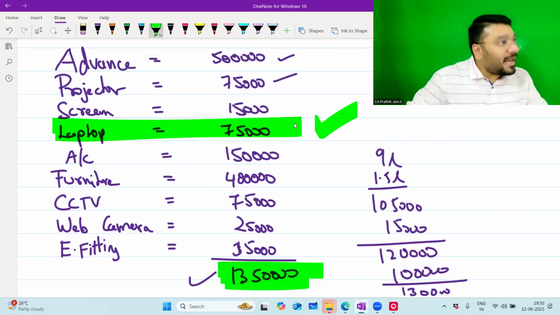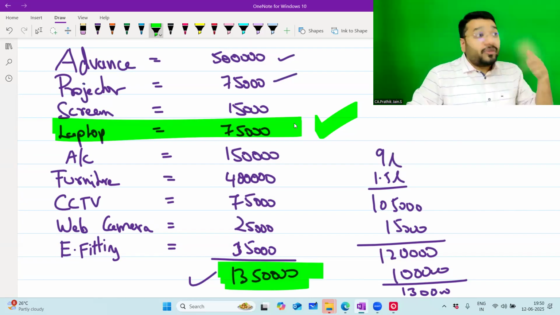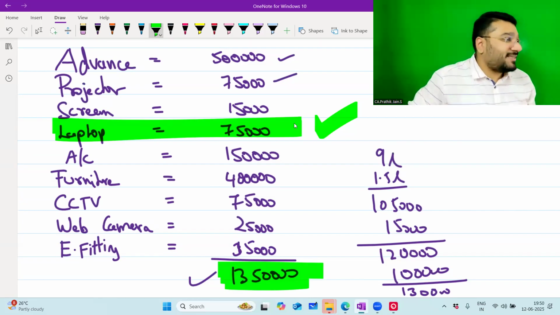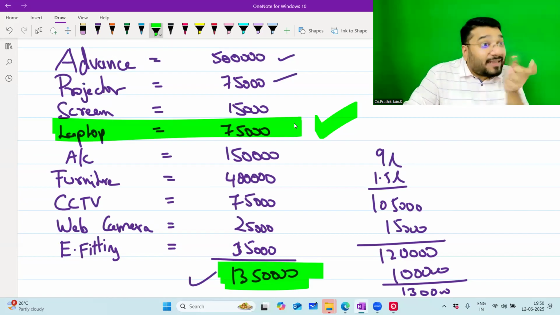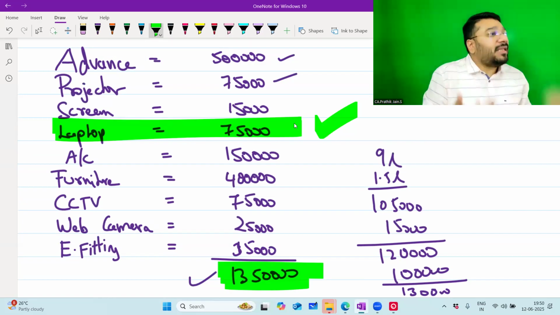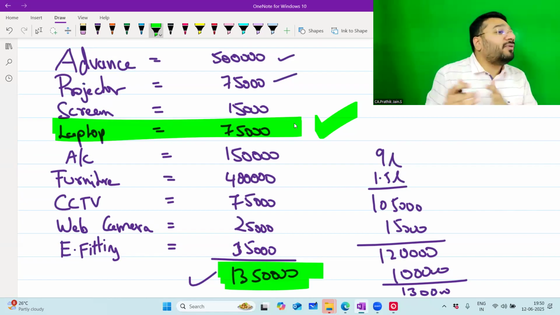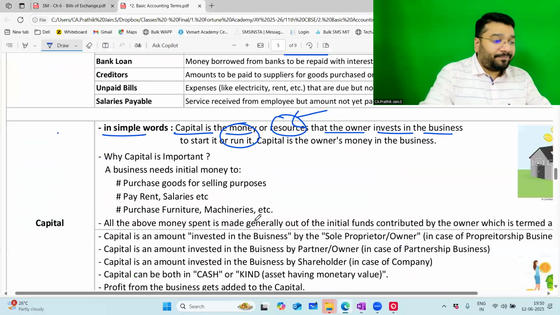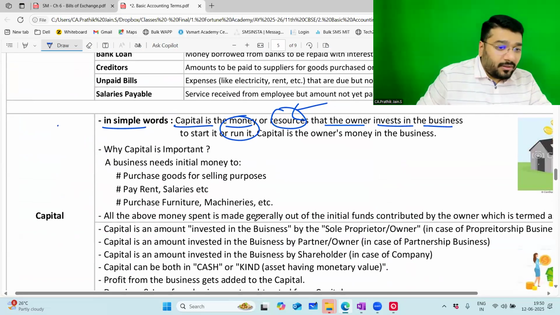So in my business, it originally happened. Before this, I had one laptop that I had bought from my personal money. That laptop itself I brought into my business. The laptop that I gave, I attached a value to it. That value is nothing but capital. So capital can be invested in the form of cash or it can come in the form of kind also. Any problem? No, sir. Online people, any problem? No, sir.